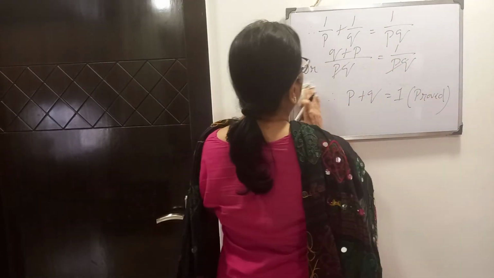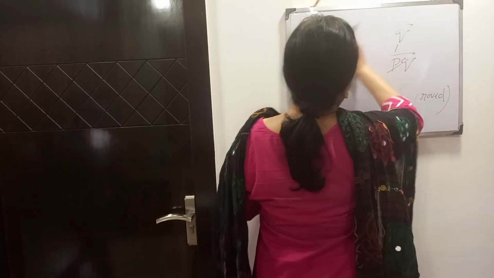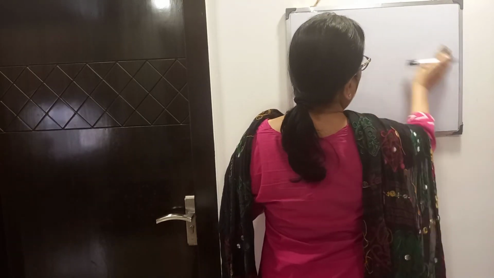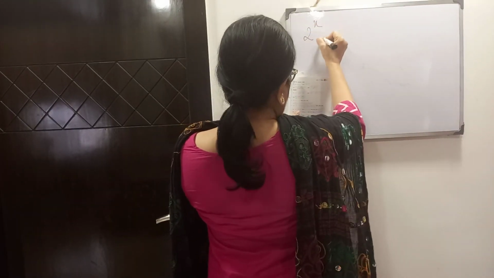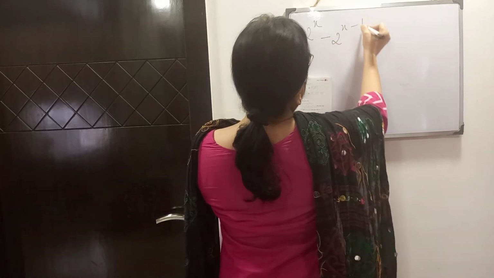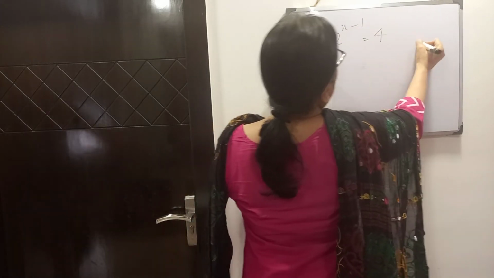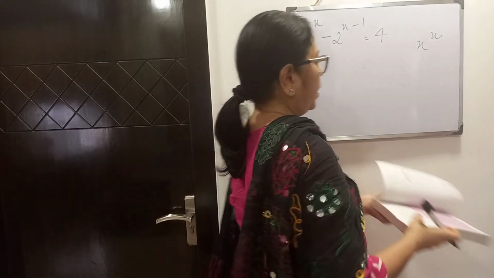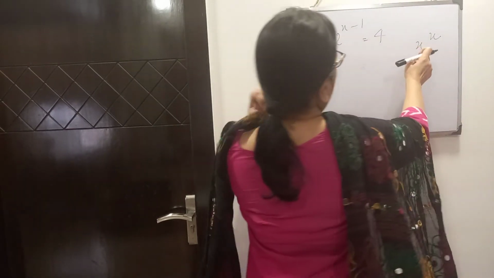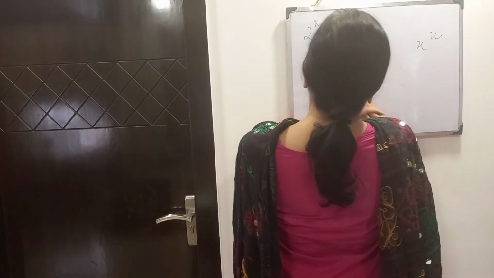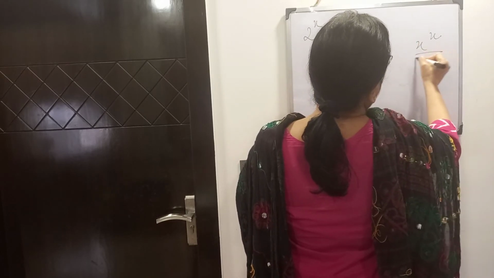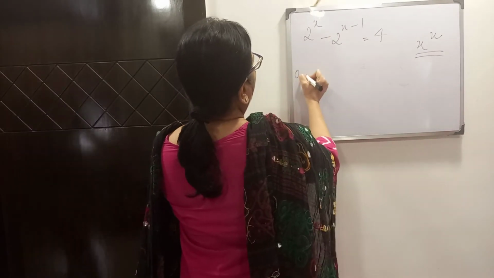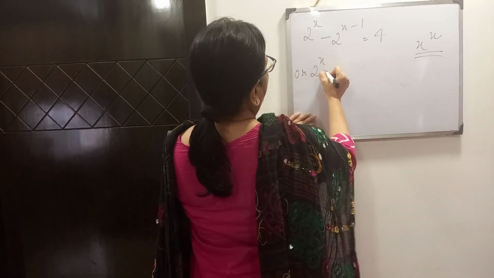Then one sum I am doing from this book. 2 to the power x minus 2 to the power x minus 1 equals 4. Then calculate the value of x to the power x. Again I am telling you that you will read the question properly. From here you will get the value of x and you will end there. No, not that. You have to calculate the value of this.